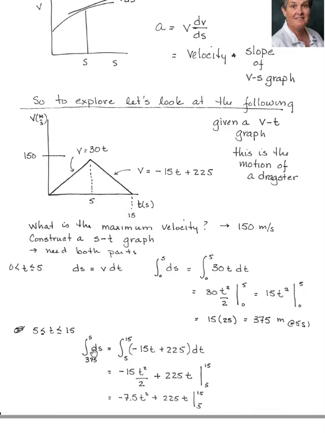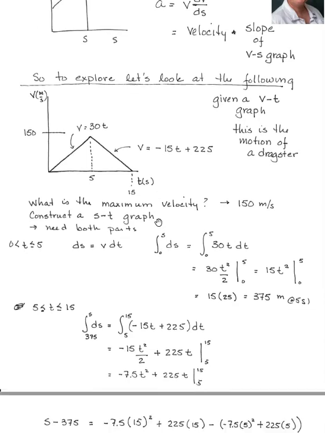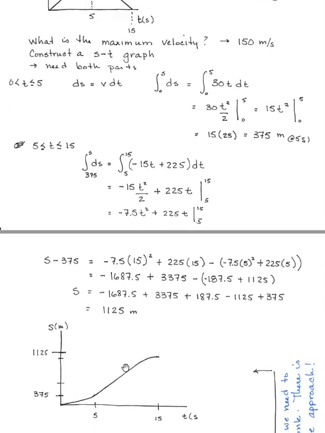I'll do the exact same thing for the interval from 5 seconds to 15 seconds, but this time I've got to set my boundary conditions from my initial start point at 5 seconds, which is the 375 meters, and I'm going from 5 to 15 seconds. So as we work through that, I can actually work through the gory detail of that integral, and I come up with the change in position, that S for the total position where we're at, is going to equal 125 meters. And now I can plot my S versus T graph.